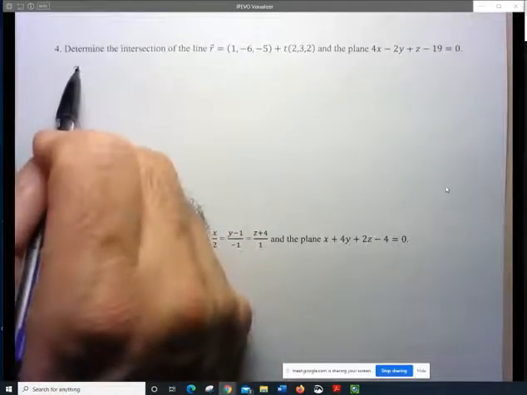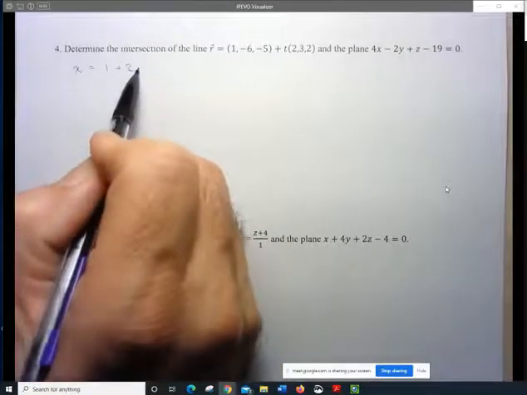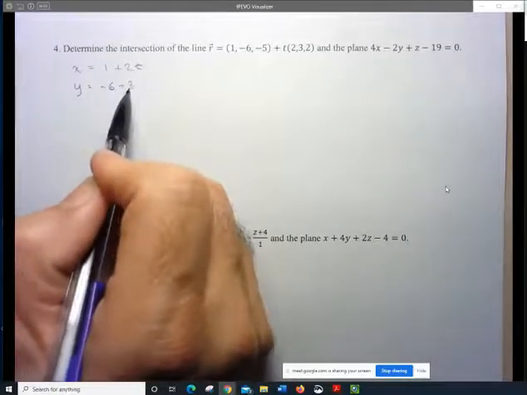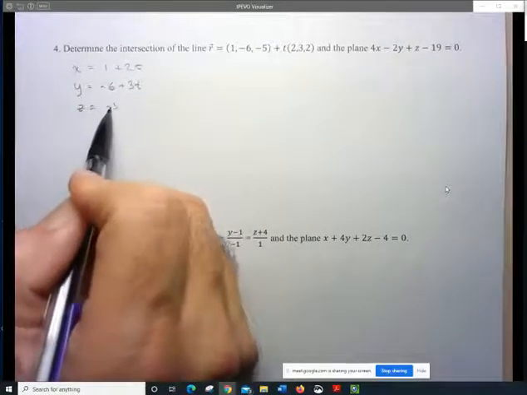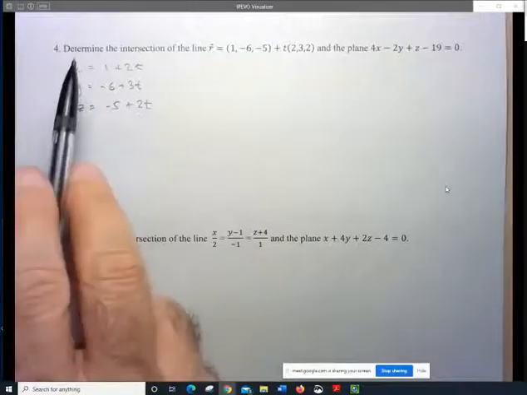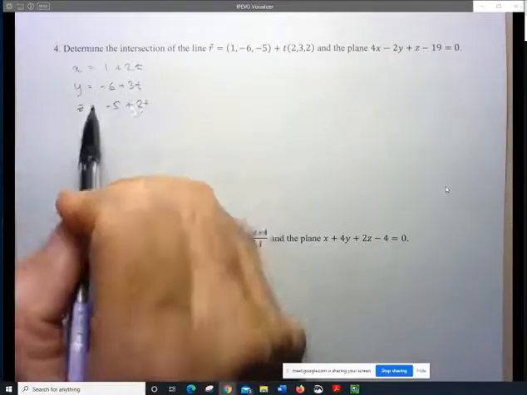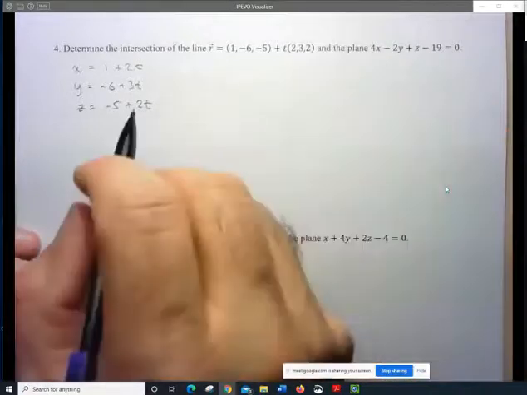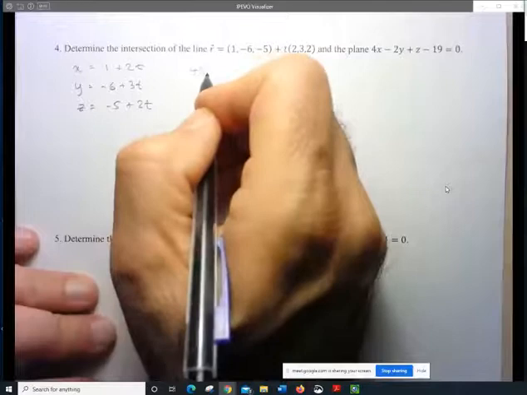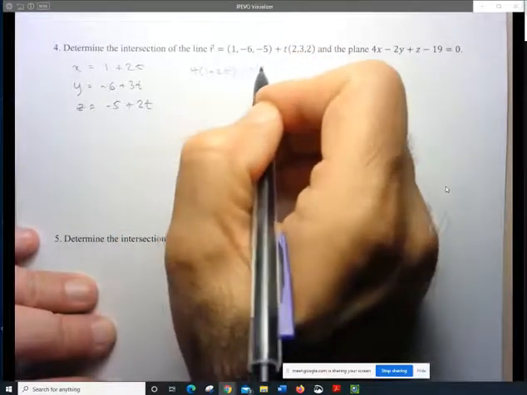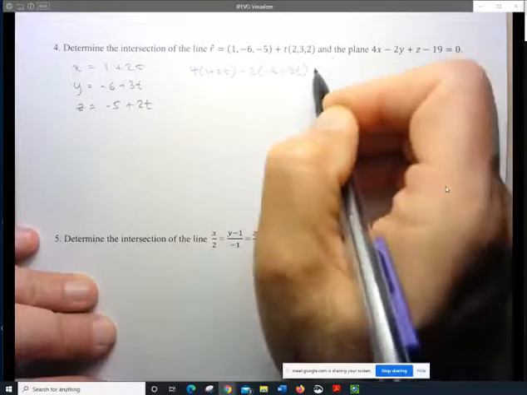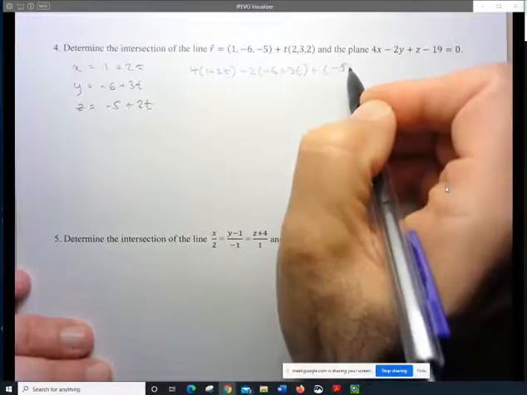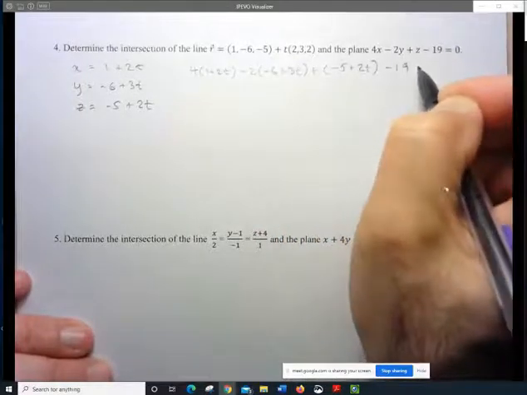So here, if I consider x is equal to 1 plus 2t, and then y is equal to negative 6 plus 3t, and then z is equal to negative 5 plus 2t, I can now use these individual definitions of x, y, and z and input them into the equation of the plane. So we have 4 times 1 plus 2t minus 2 times negative 6 plus 3t plus z, which is negative 5 plus 2t, minus 19 is equal to 0.